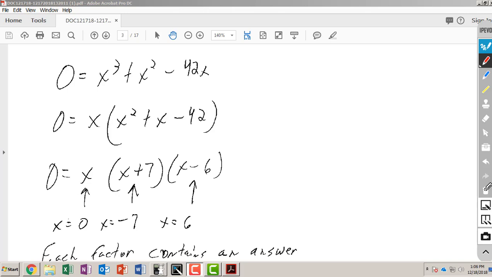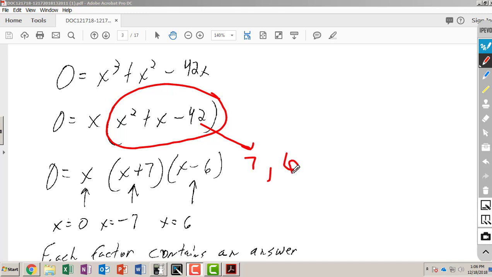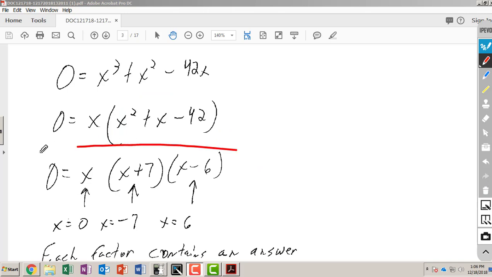Okay, now I want to factor this trinomial into two binomials. So I need to find the factors of 42 that add up to be positive 1. I notice that 7 and 6 are my two factors that add up to 1, and since it's a positive 1, that makes the 6 negative. So I've now factored this down to x times x plus 7 times x minus 6.